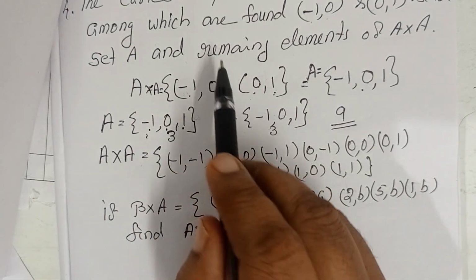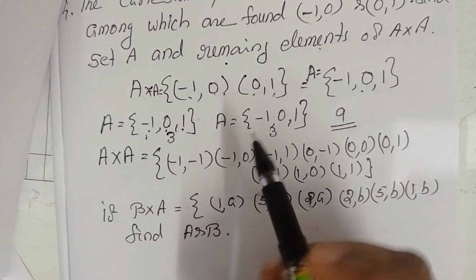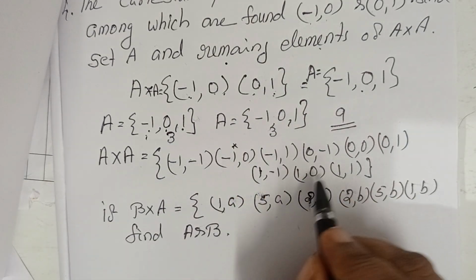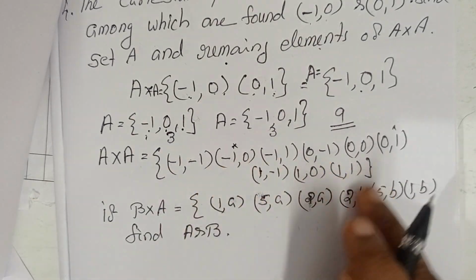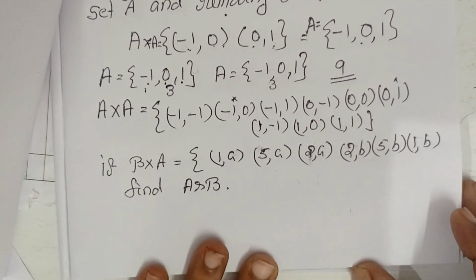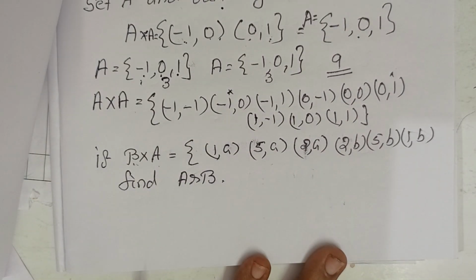Suppose the question is find the remaining elements, means you can write -1, 0. You can neglect this. -1, 0 and 0, 1. Where is 0, 1? Yes, other 7 elements. Okay. The next one is also important, right? B cross A. What is B cross A?